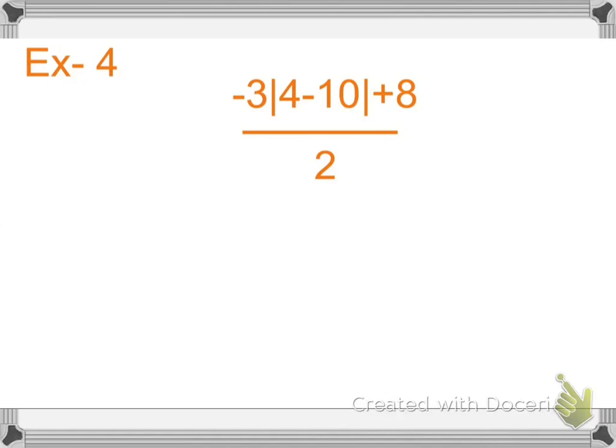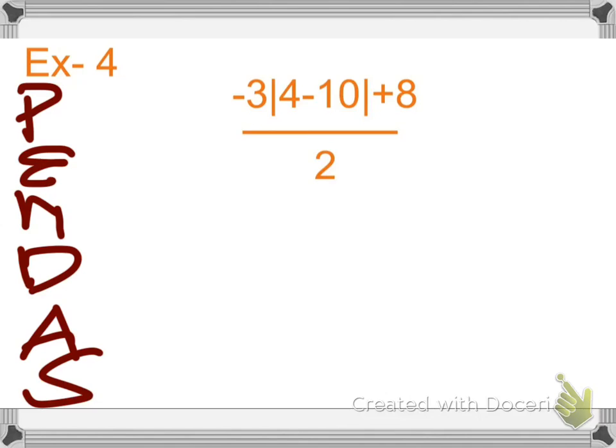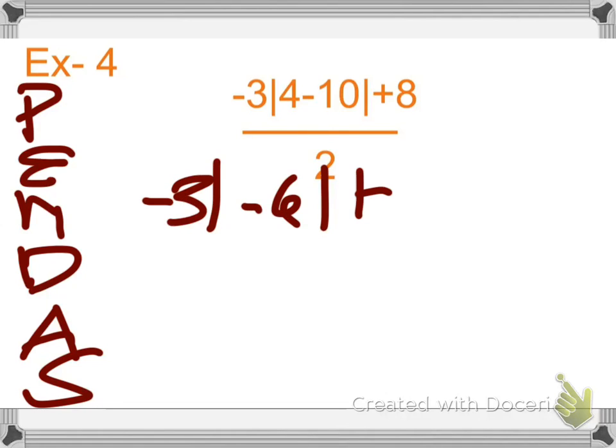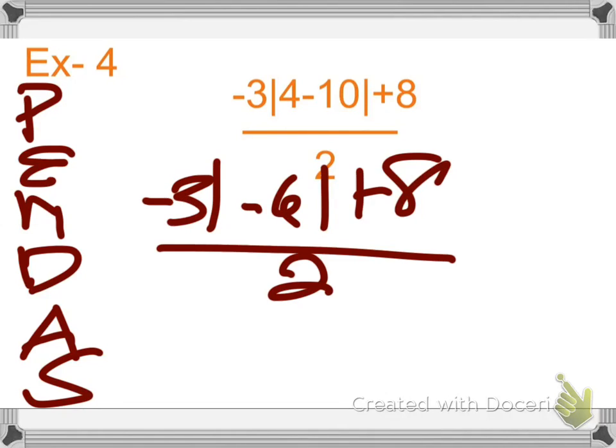Steps to remember from it, since it's all the way back in our other slide, so I'm going to pick brown, kind of. And then we're going to do P, E, M, D, A, S. The first step is to solve the absolute value, so negative 3, negative 6, plus 8 over 2.